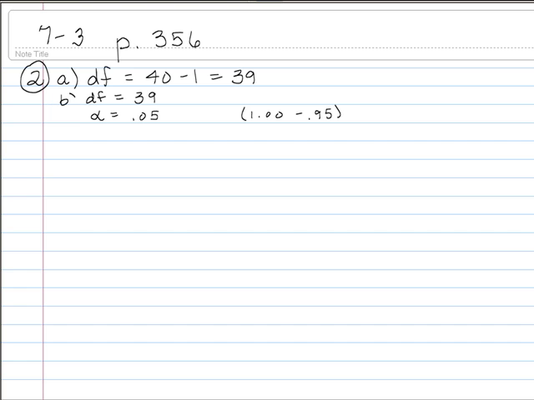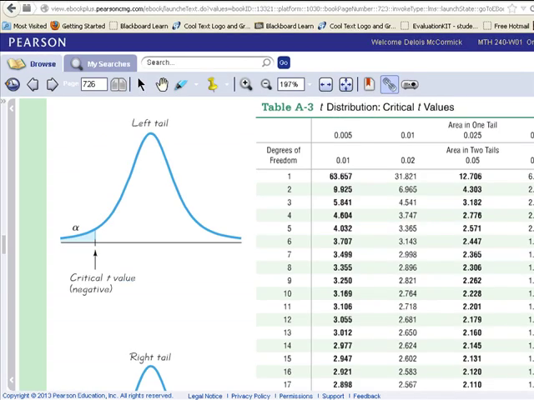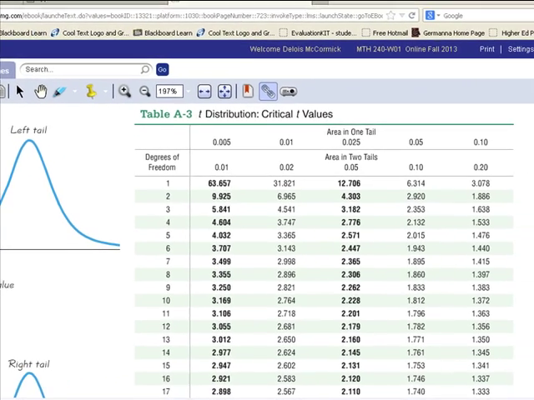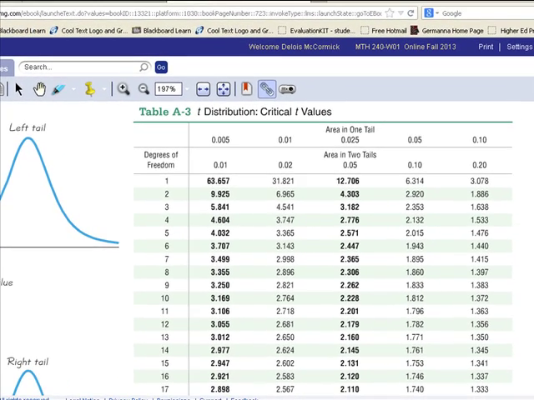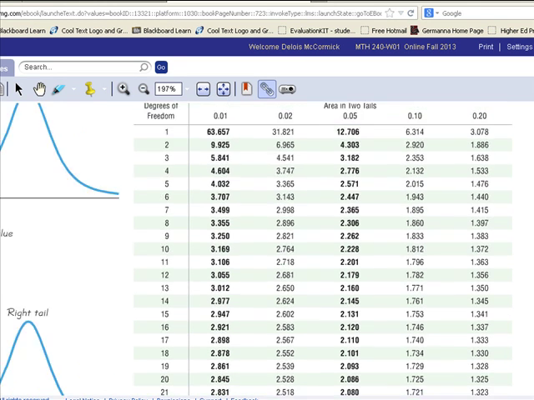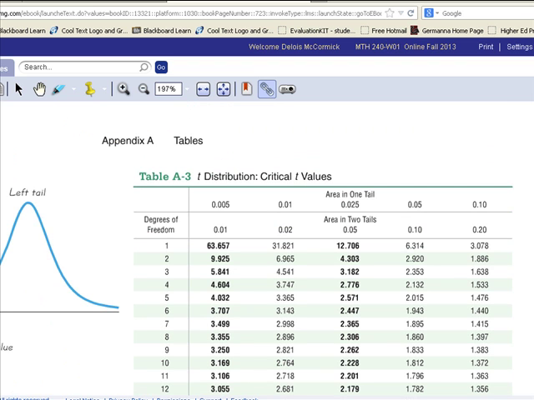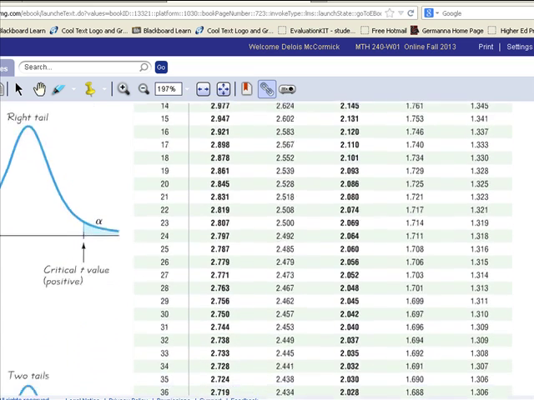And I think I've got my table here. I have to adjust my window. Oops, had it and lost it. All right. Alright, so degrees of freedom is 39, so I need to scroll down, and I want alpha to be 0.05 and 2 tails, so that's the middle column. So 2.023.